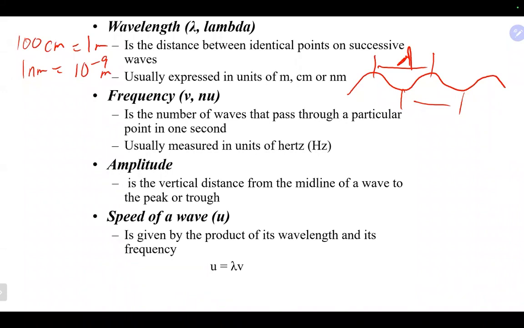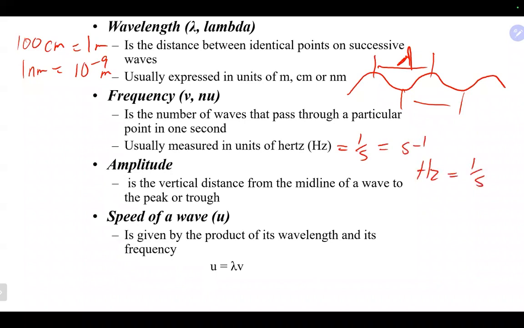Frequency, although people call it nu, is the number of waves that pass through a particular point in 1 second. It is often measured in hertz, like when you dial your radio to a certain frequency, like 95.5 megahertz. So mega is used a lot with frequency. Mega is 10 to the 6. Hertz is also a reciprocal second, 1 over s. So once again, a hertz is the same as 1 over second.